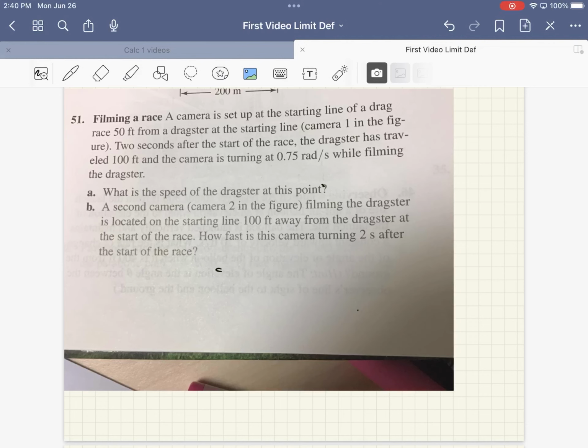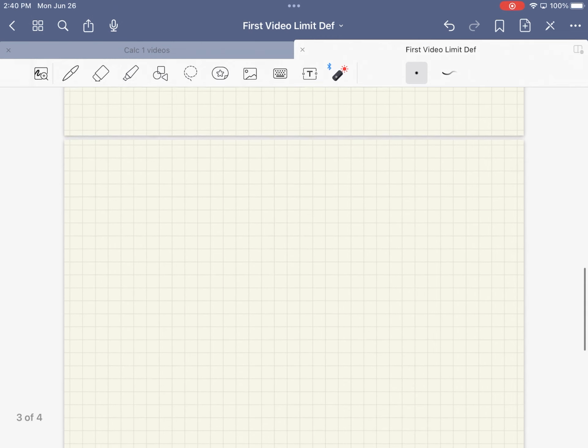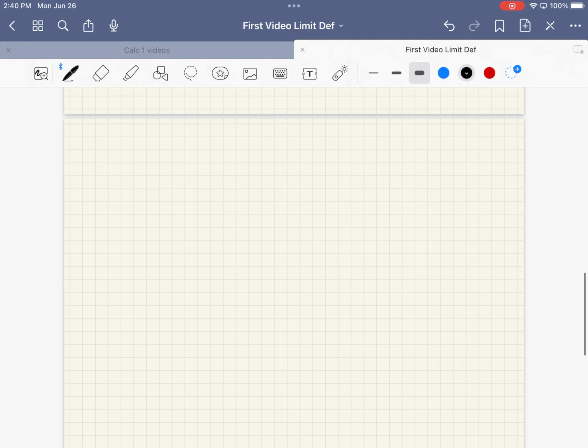Okay, so in this video, we're going to look at how we solve a problem that has to do with related rates. And we're going to start here in this example. So we have a camera that is set up at the starting line of a drag race that is 50 meters from the dragster at the starting line. Okay, and I'll draw this for us.